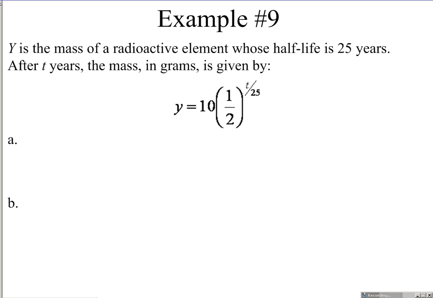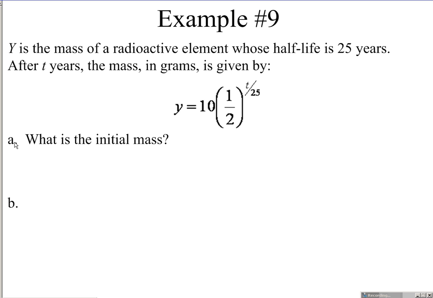Number 9, the mass of a radioactive element whose half-life is 25 years. After t years, the mass in grams is given by this formula: y equals 10 times 1/2 to the t over 25 power. A couple of questions we're going to be asked here. The first one, what is the initial mass?